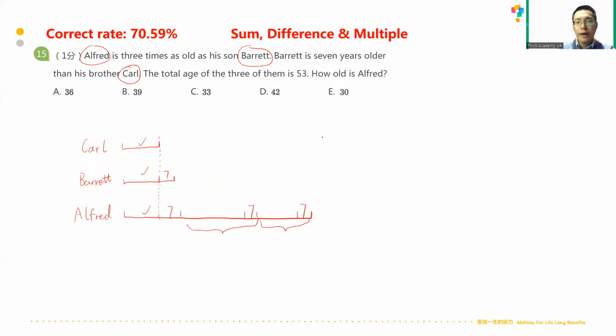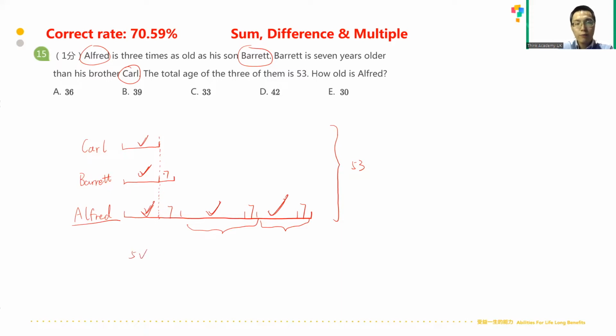And we know the total age of the three of them is 53 years old. We want to know how old Alfred is. Right, so because we have 3 times Barrett, we will have 3 of these equal bars. So 1 tick, 2 ticks, 3 ticks. Altogether, we will have 1, 2, 3, 4, 5 ticks or 5 bars. They're all equal to each other. So we have 5 bars, or I will represent it as ticks.